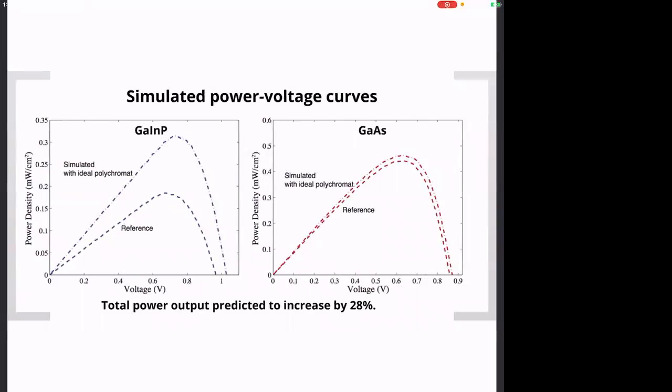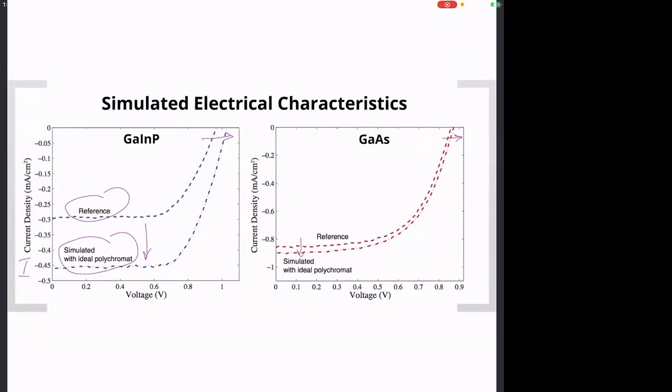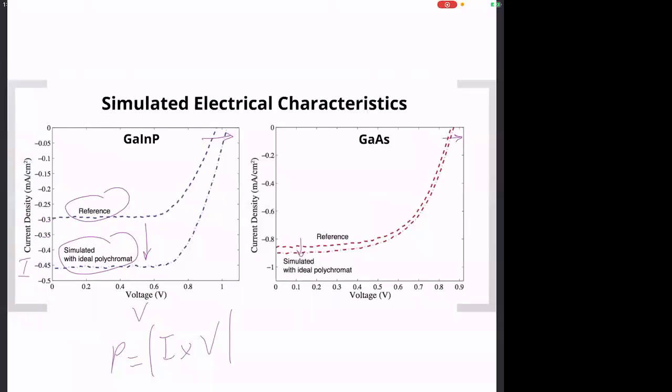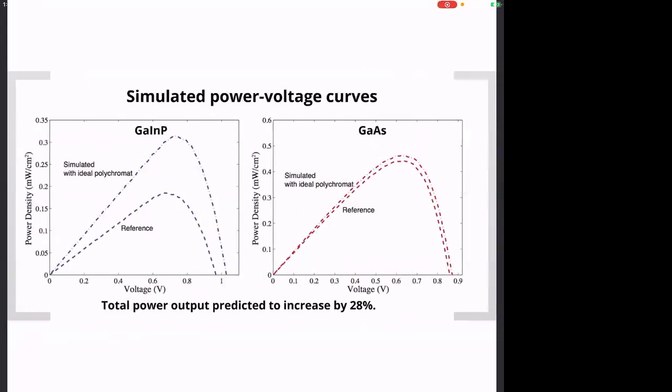Of course, what's more interesting is the power. You take this data, this is current, and this is voltage, and power is simply current times voltage. Then you plot this power versus voltage, and you get a curve which looks like this. In this case, we take the absolute value because we're looking at the power as a positive; if it's negative, it's work done by the system, but for the sake of plotting, we're simply plotting the positive values. Again, you see the reference and the plot with the polychromat, and you can see a pretty dramatic increase here, in both cases.